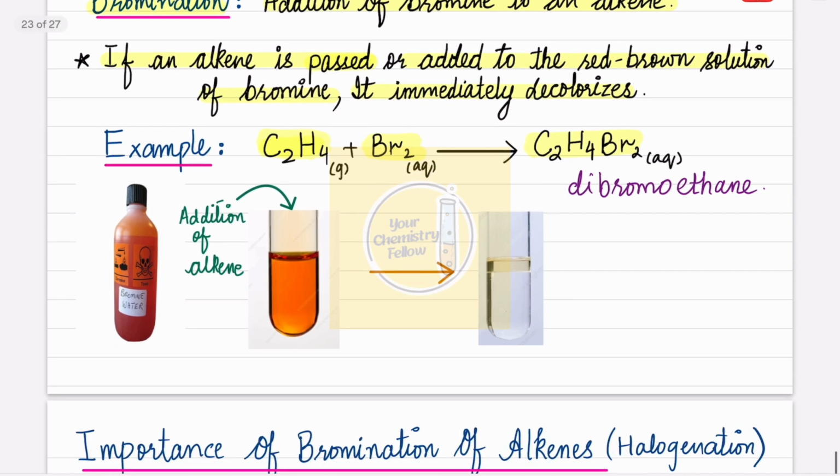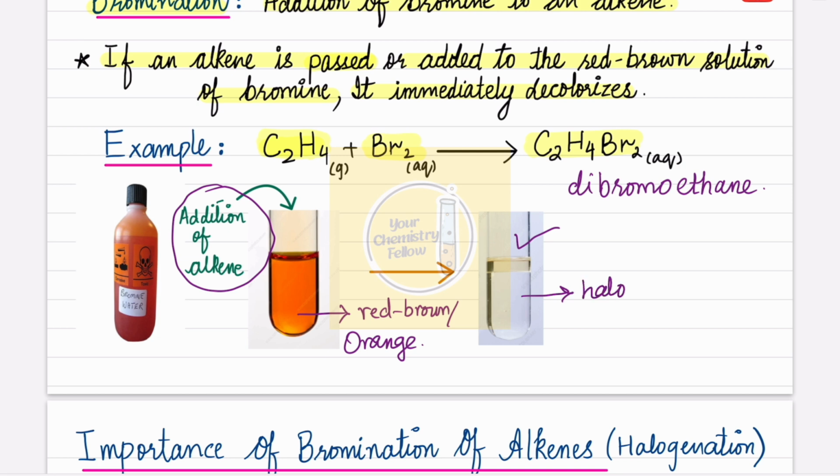As in the diagram, it shows that the aqueous solution of bromine is red-brown or orange in color. When alkene is added to it, it will immediately decolorize due to the formation of haloalkane.